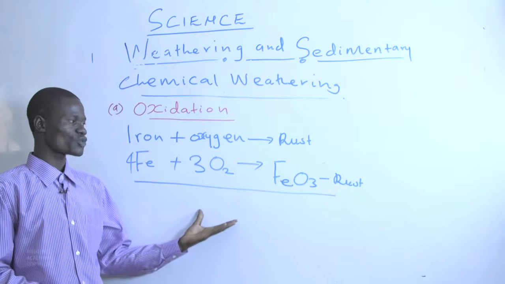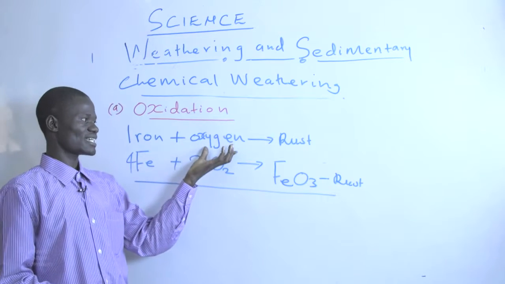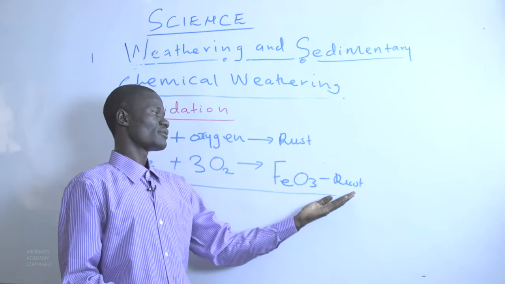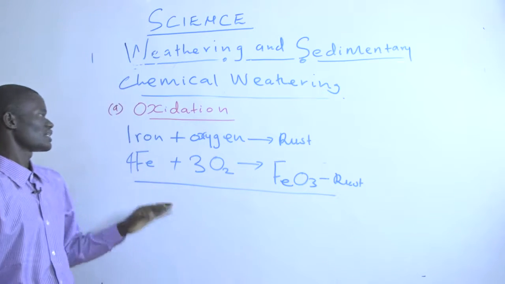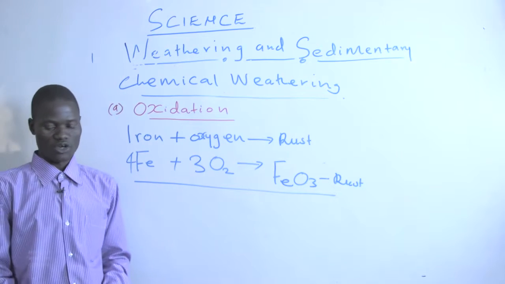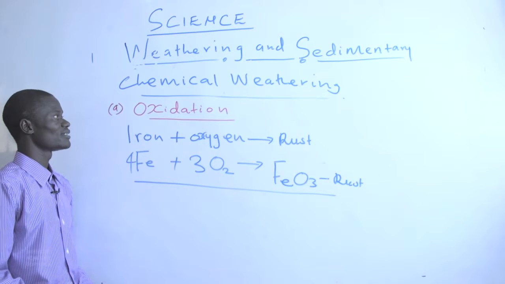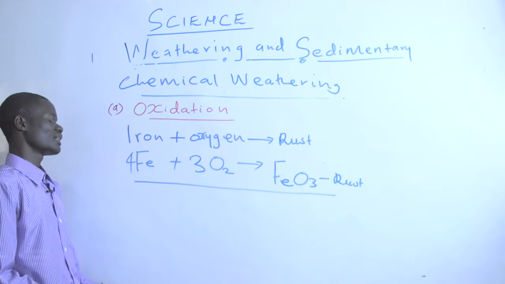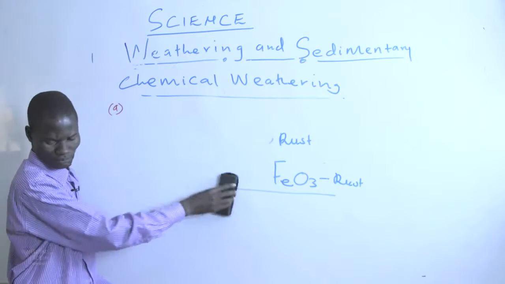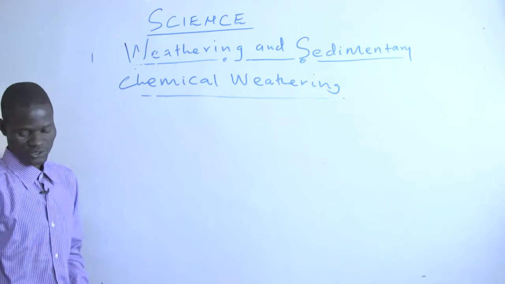And eventually, as it works on that, remember that the iron has been oxidized in the presence of oxygen to form rust, which is a brown substance totally different from the original iron. And that makes it important for us to understand chemical weathering in oxidation. The other subsequent process that may follow is referred to as carbonation, or the addition of acid.